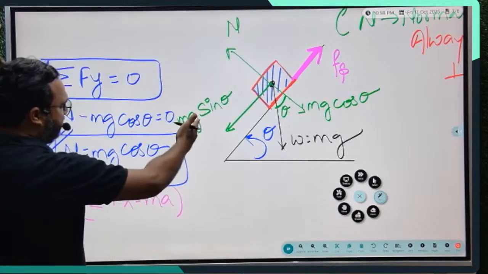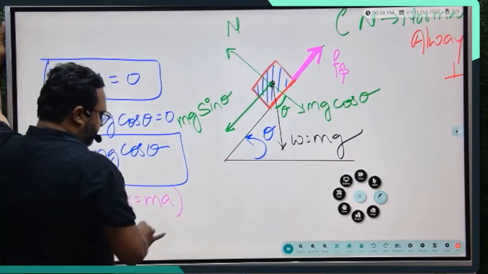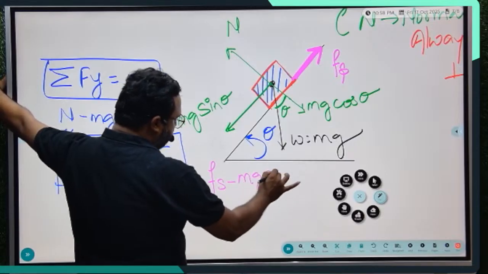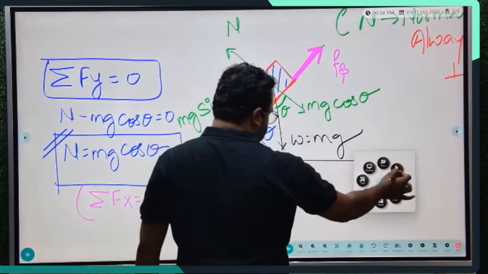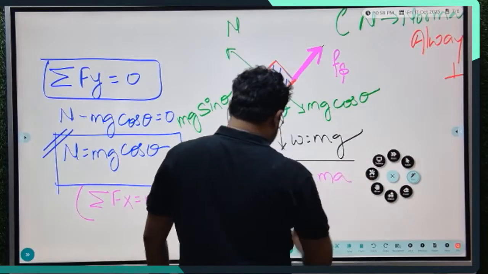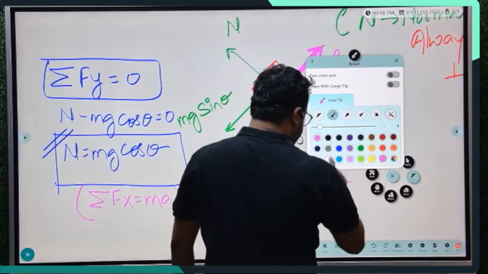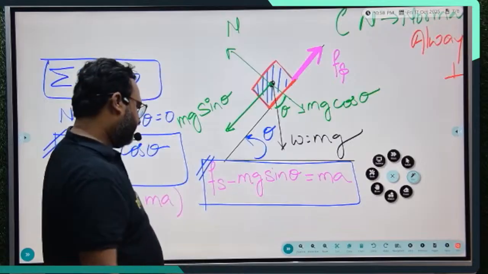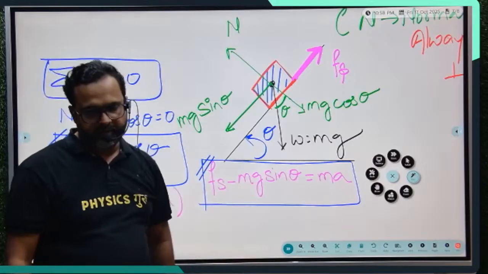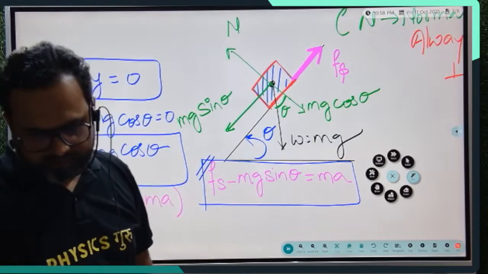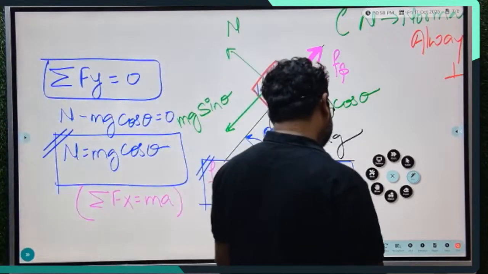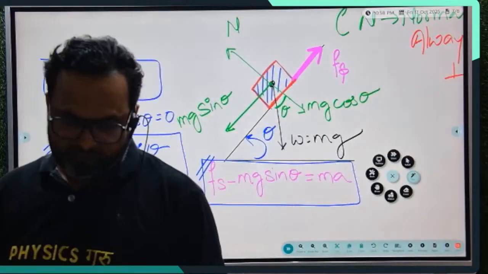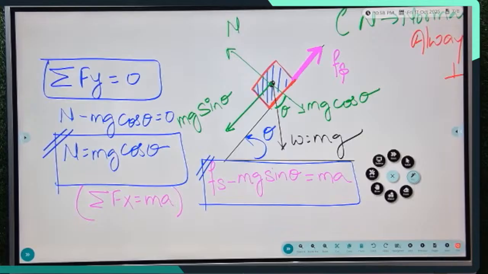Now, how many forces we have? We have friction force that is acting upward. So friction force minus mg sin theta equal to ma. Static friction minus mg sin theta equal to ma. I hope concept is clear. Please make the note of it.